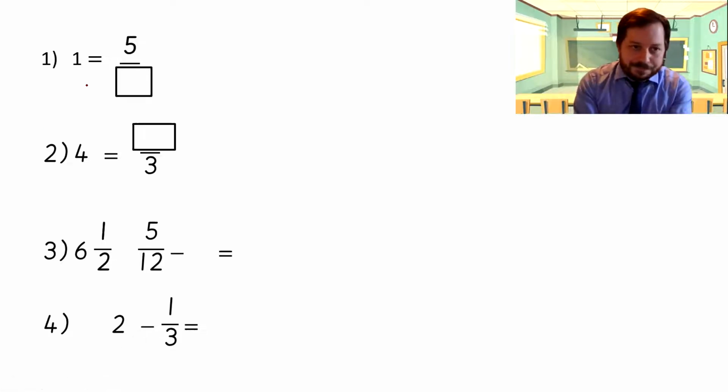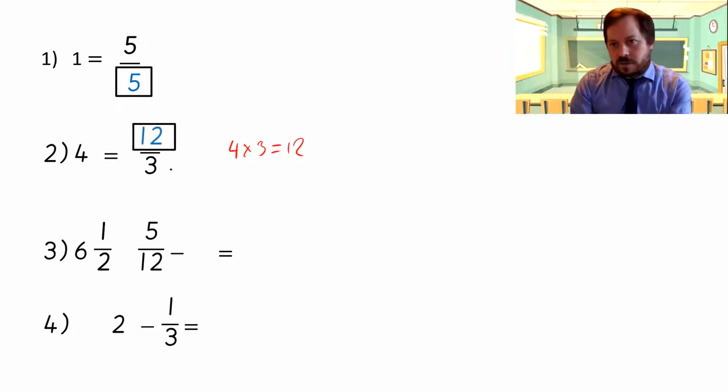So whole one is the same as 5/5. 4 whole ones are the same as how many thirds? Well, we do 4 times 3 as the denominator equals 12. So we have 12 as our numerator. That's the trick that gets us there. It should be fine.